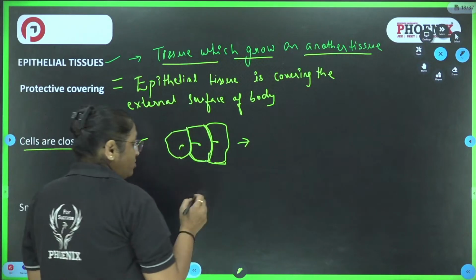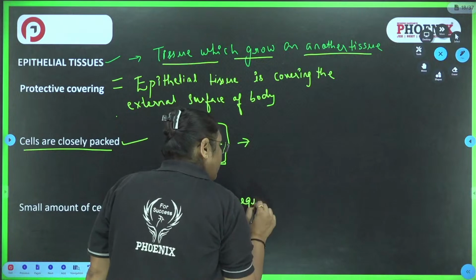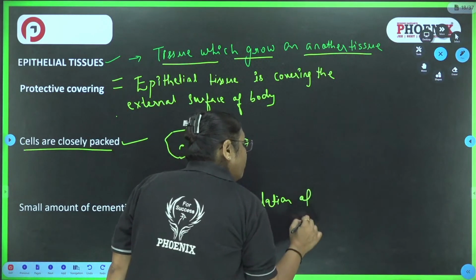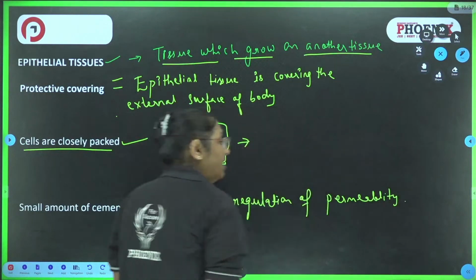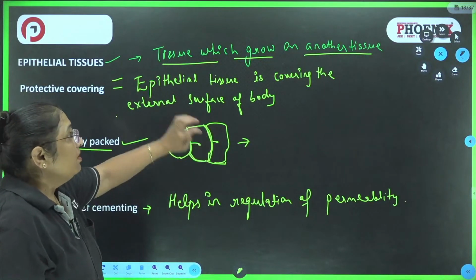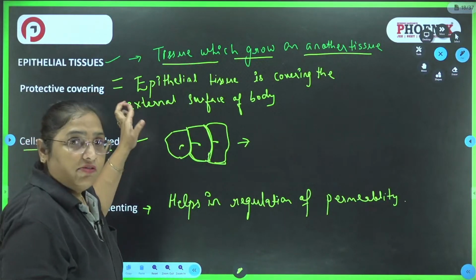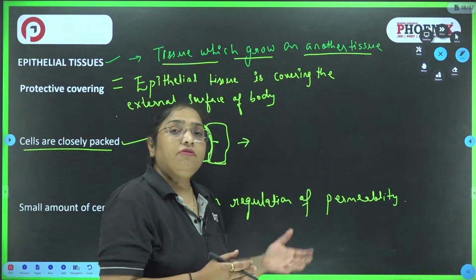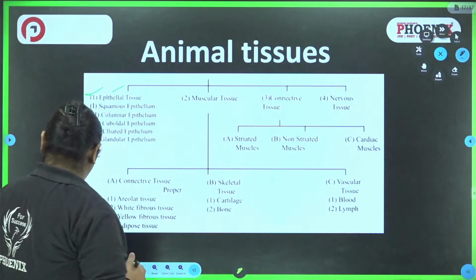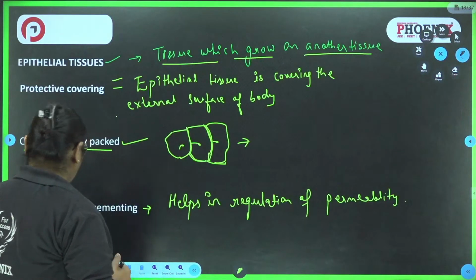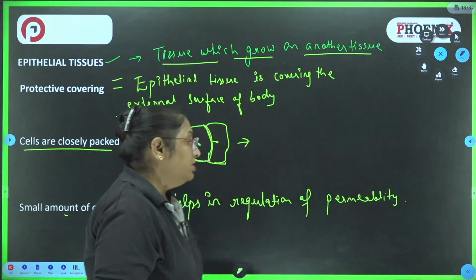Basically this type of tissue helps in regulation of permeability. Permeability means entry and exit of the substance. So the characteristics of epithelial tissue are, first of all, its function is protective covering. It protects the external surface of the body as well as the main internal organs, visceral organs. The cells are closely packed and they have very small amount of cementing material. Basically they help in regulating permeability.